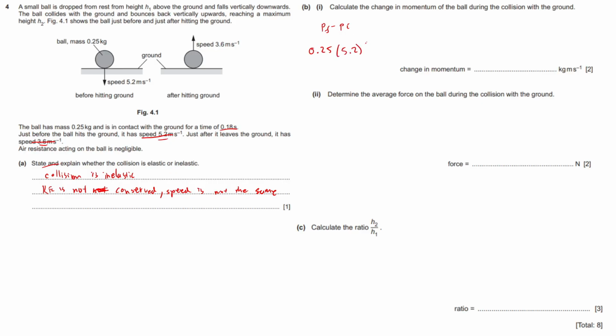All right, so we know that P_f is going to be 0.25 multiplied by 5.2. And our secondary momentum is going to be 0.25, and then it's multiplied by negative 3.6, right? So this is going to be the other direction, right? Because one of them's going down, one of them's going up, and you should get a value of 2.2.